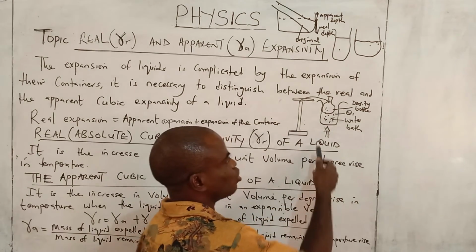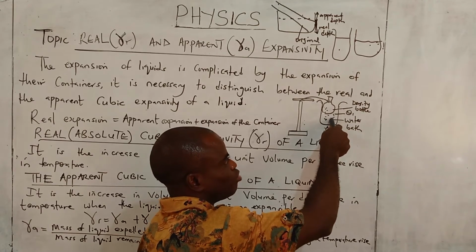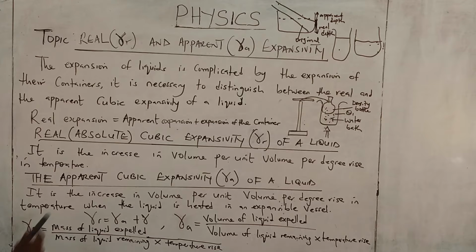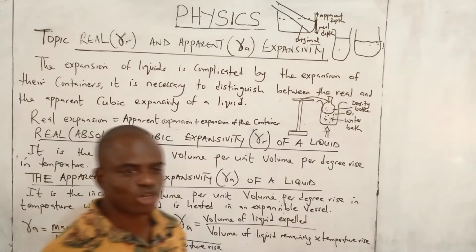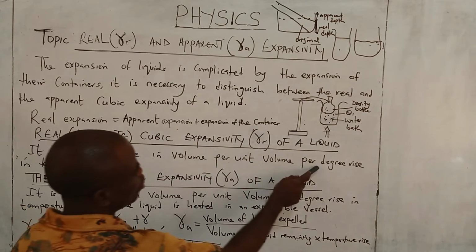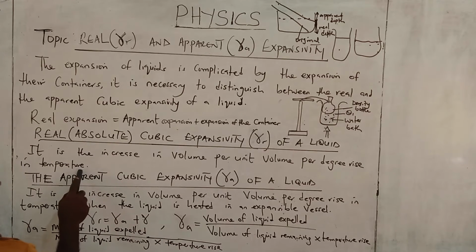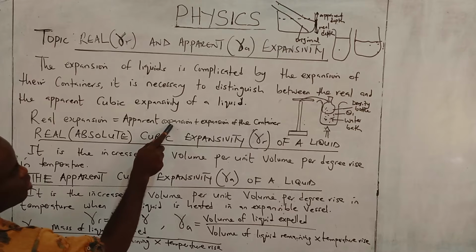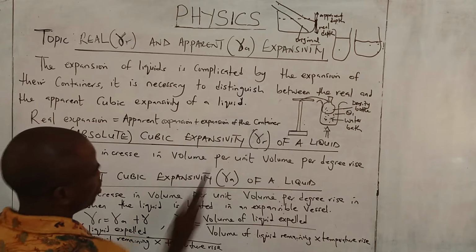When you start heating it, you also take the final temperature to know the temperature difference. Now, the real or absolute cubic expansivity is the same as the volume or cubic expansivity, which is the increase in volume per unit volume per degree rise in temperature. And real expansion equals, don't forget, apparent expansion plus expansion of the container.